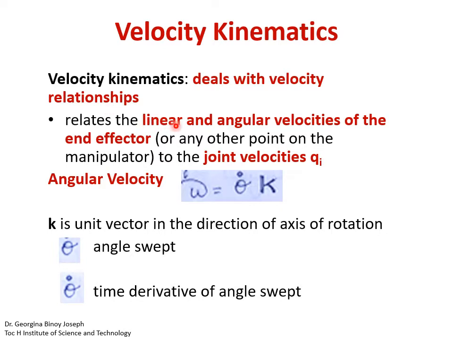It relates linear and angular velocities of the end effector or any other point in the manipulator to the joint velocities q dot i. We know that joints can be of two types, prismatic joints and revolute joints. For prismatic joints, qi will be equal to di, and for revolute joints, qi will be equal to theta i. So we are going to relate the linear and angular velocities of the end effector or any other point on the manipulator to the joint velocities q dot i.